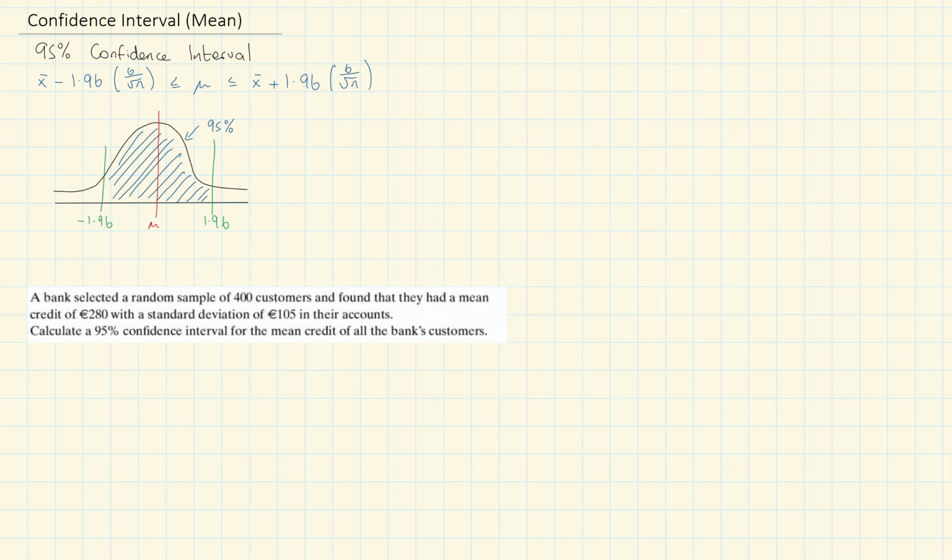Okay, so in this video we are going to look at constructing a 95% confidence interval for the mean. In the Leaving Cert syllabus, you'll only be asked to construct a 95% confidence interval. The formula you need to memorize, it's not in your log tables, is x bar plus or minus 1.96 times your standard deviation over root n, and that's what we call the margin of error.